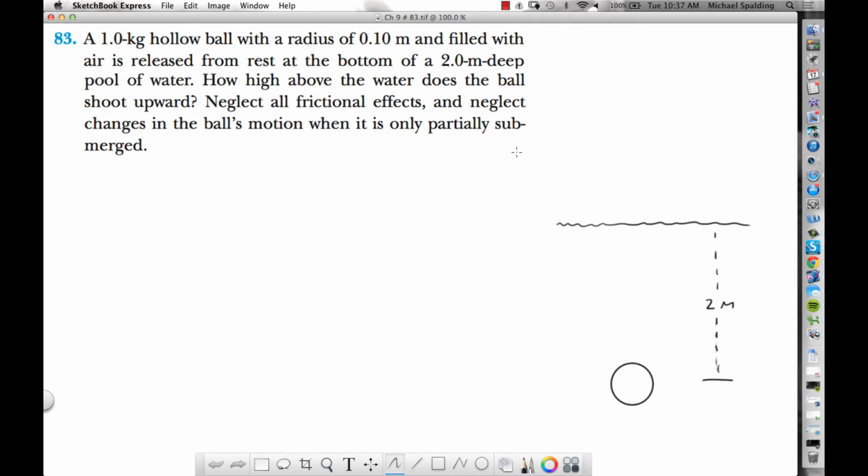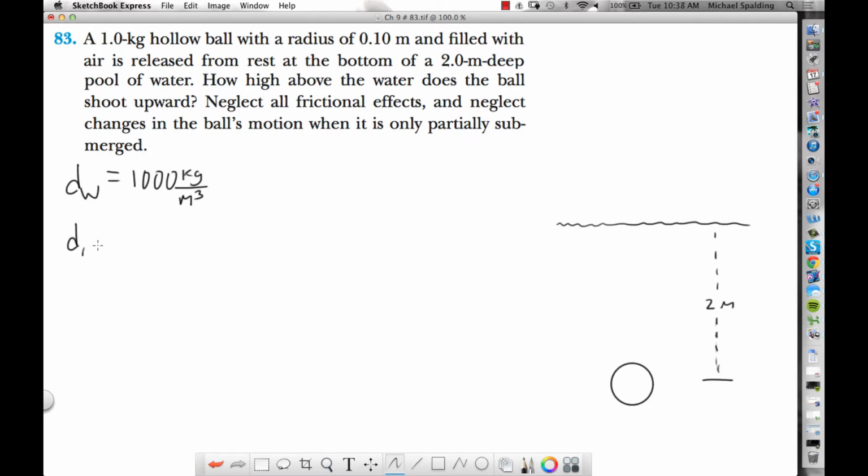Number 83. We have a hollow ball that starts at rest, 2 meters below the surface of a pool. This problem assumes we know a couple of densities before we go any further. It assumes that we know the density of water, which is 1,000. On the quiz or on the test, I'll give you densities. You don't have to memorize them.